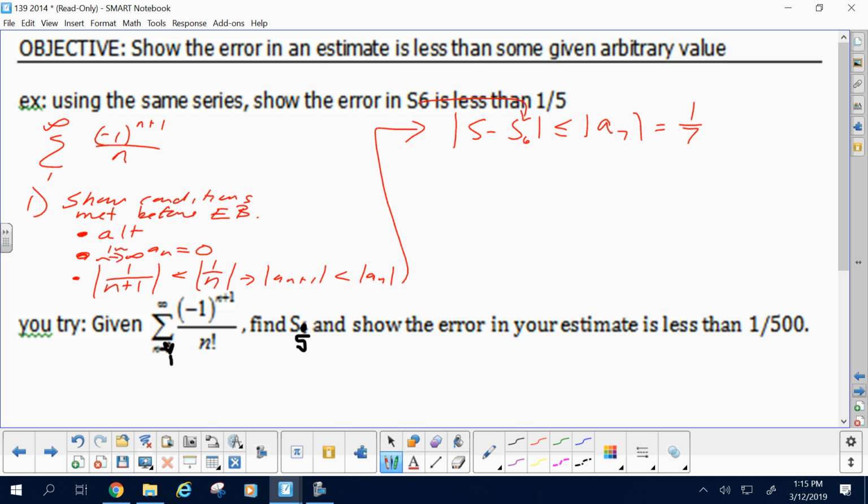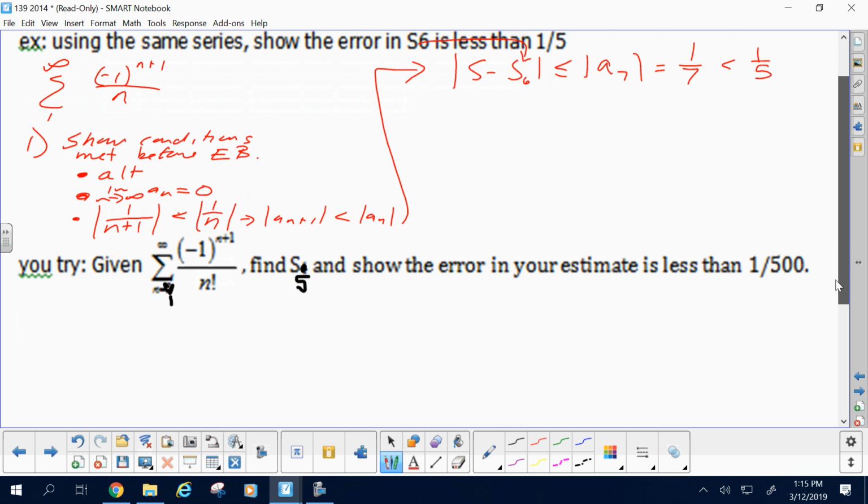Now our question was, this happens on the AP test a lot, 1/5 actually isn't anywhere in here, but can we conclude that if the error is less than a 7th, then it also must be less than a 5th? Yeah, 1/7 is less than a 5th. So if our error is less than a 7th, then our error is less than a 5th as well. Follow? All right.